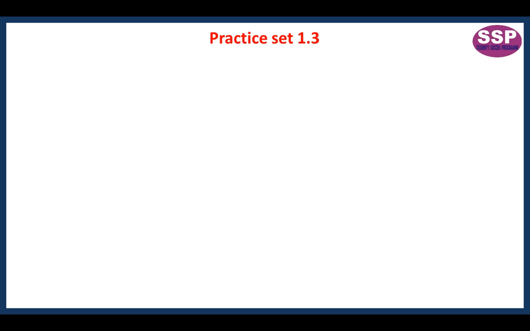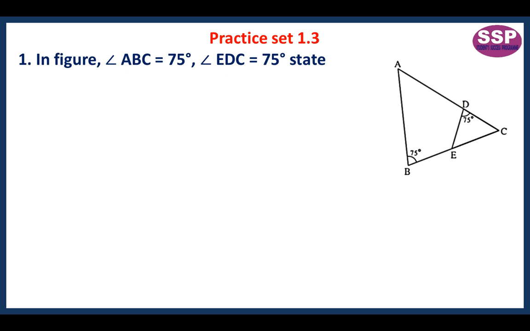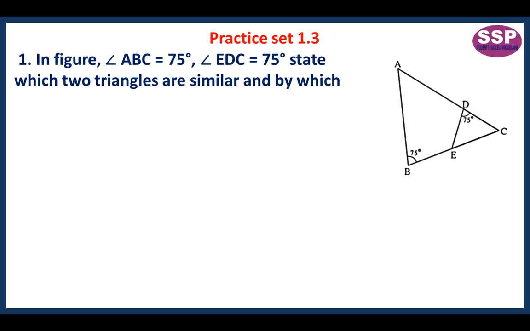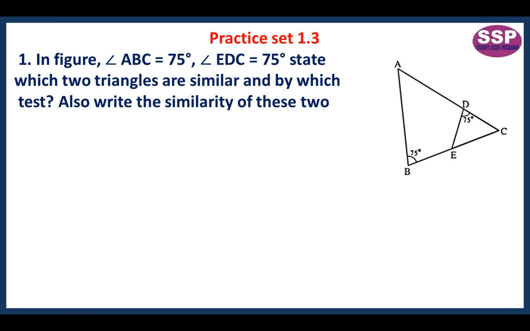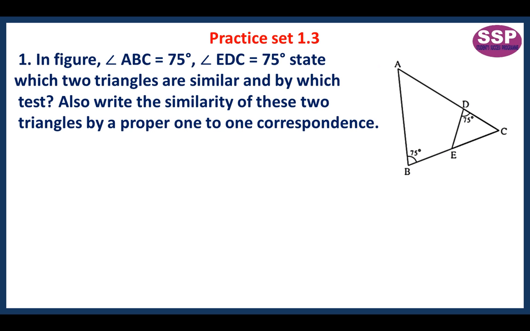Now practice set 1.3. First problem. In the figure, angle ABC is equal to 75 degrees. Angle EDC is equal to 75 degrees. State which two triangles are similar and by which test. Also write the similarity of these two triangles by a proper one-to-one correspondence.